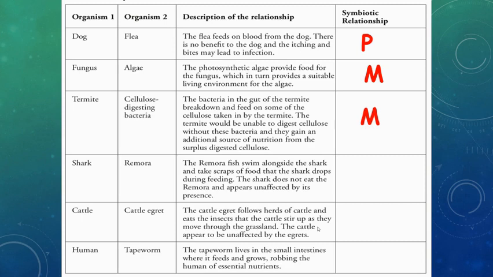Termites and cellulose digesting bacteria. This is mutualism because the bacteria break down the cellulose taken in by the termite, and the termite would be unable to digest it without the bacteria, so they get an additional source of nutrition.